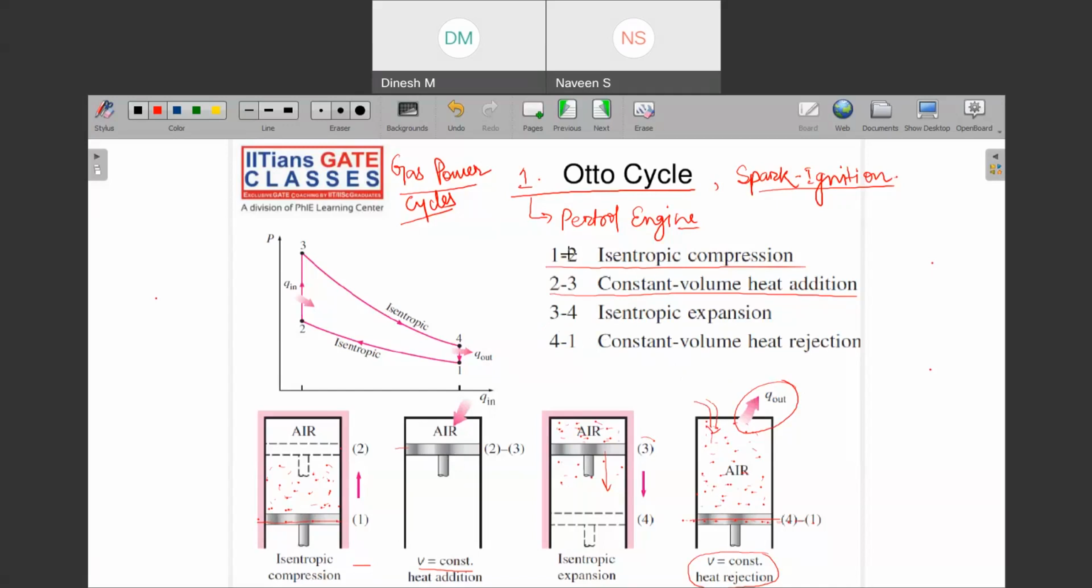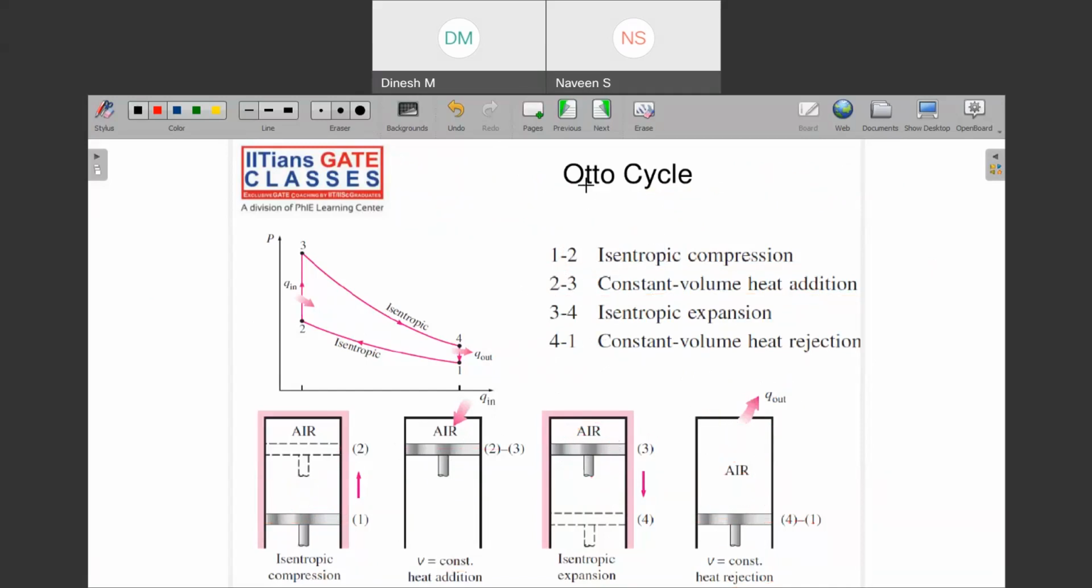So the various processes associated with the Otto cycle are: isentropic compression from 1 to 2, heat addition at constant volume from 2 to 3, isentropic expansion from 3 to 4, and constant volume heat rejection from 4 to 1. This cycle is also called the constant volume cycle. Today we will not do problems, but we will see how problems appear.